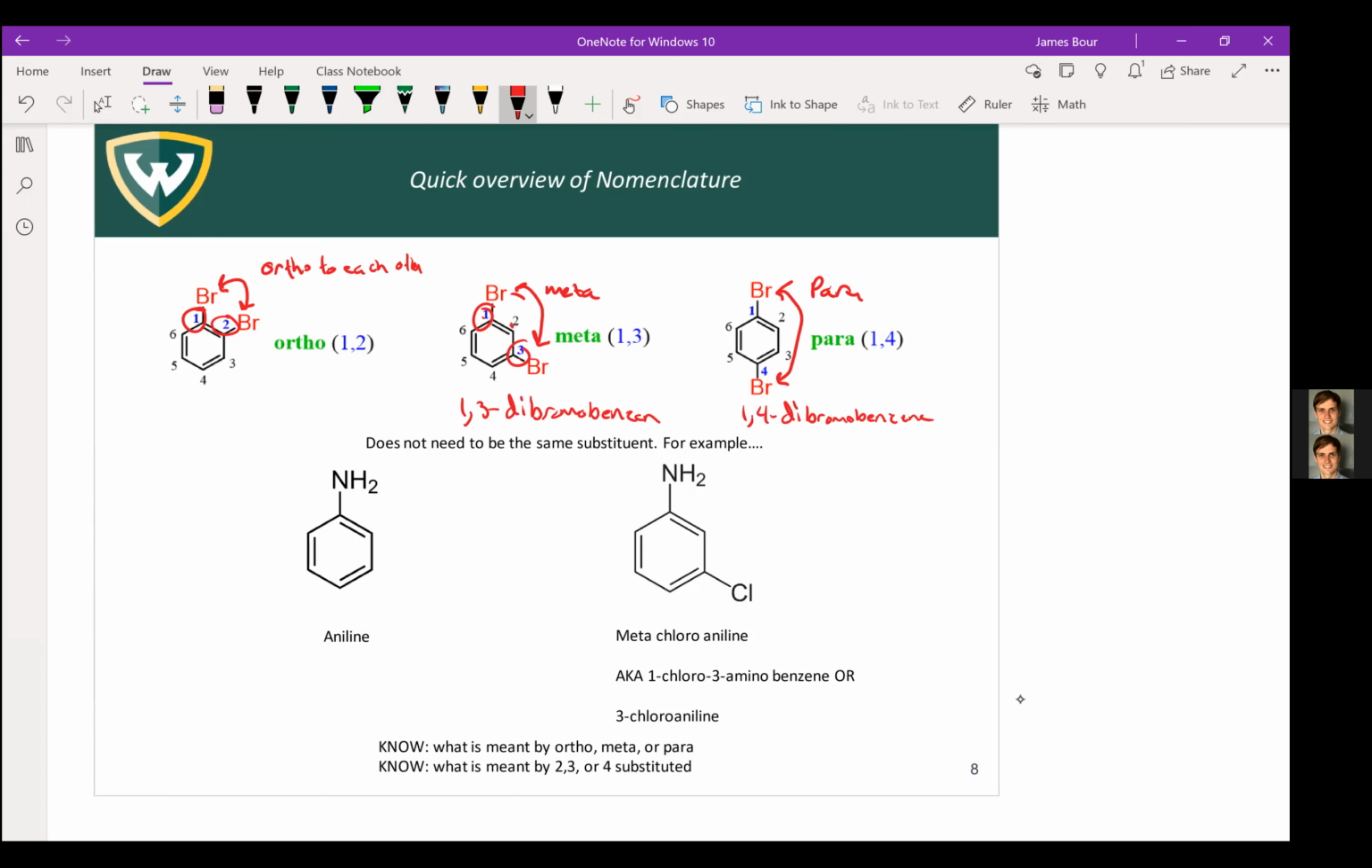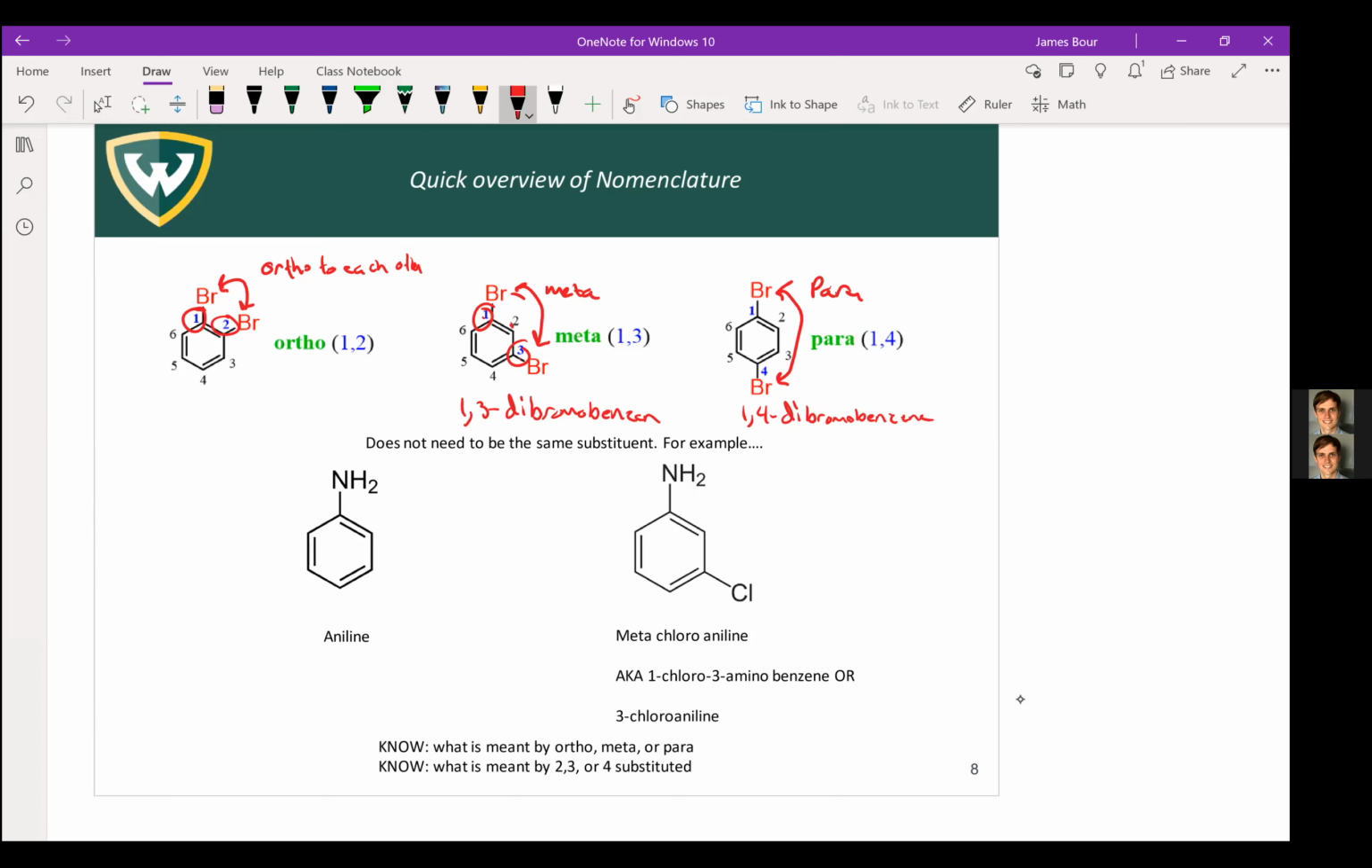I'll try to use the number convention because it's slightly more rigorous. However, I may say para or meta or ortho. You need to know what those are. They're still common enough terms that they will pop up potentially on exams, so know them. Ortho is when they're next to each other on a 6-membered ring. Meta is when they have a space between them, a 1-carbon spacer. And then para is when they have a 2-atom spacer between them.